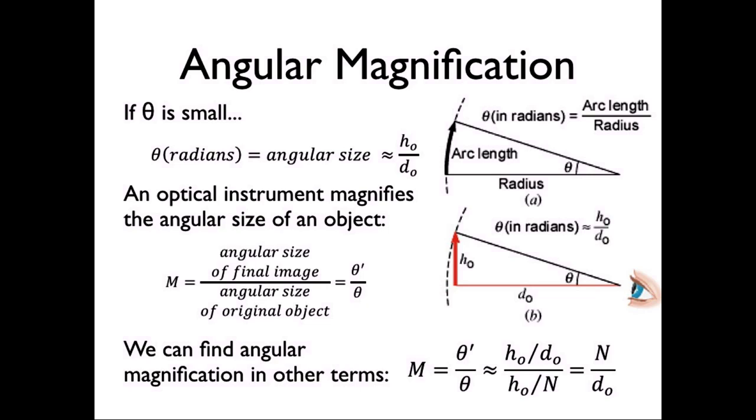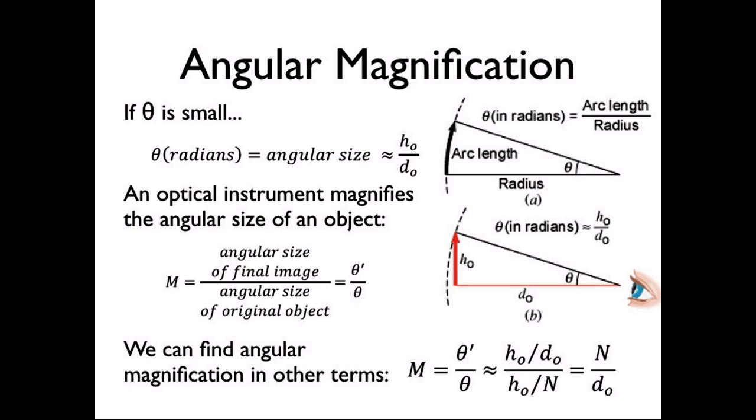You may recall from your trigonometry studies that when theta is small, the tangent of theta, which would be the opposite over the adjacent, is approximately equal to theta itself. And in most cases, theta is small, especially when we're looking at things that are far away from us. So an optical instrument magnifies the angular size of the object. Why do we use binoculars? Because we want to make something appear to be larger.